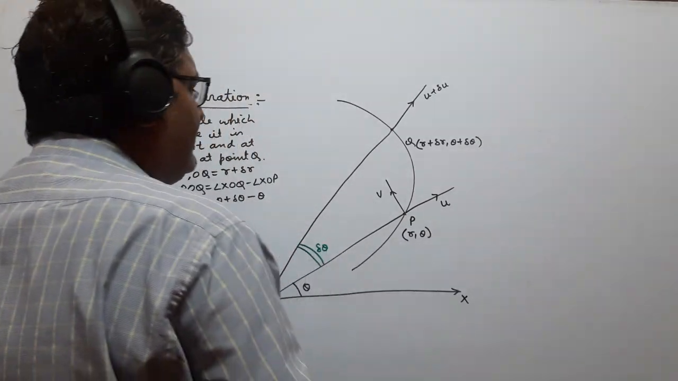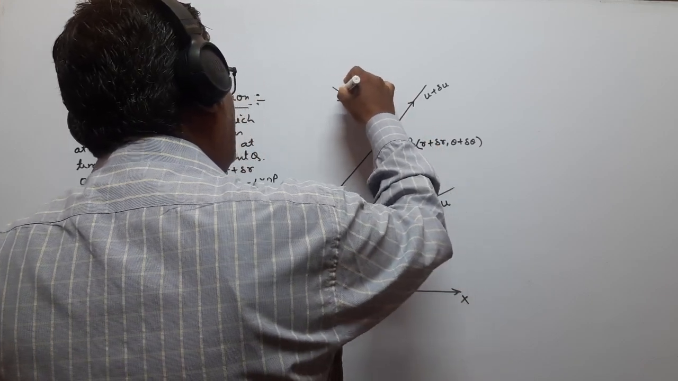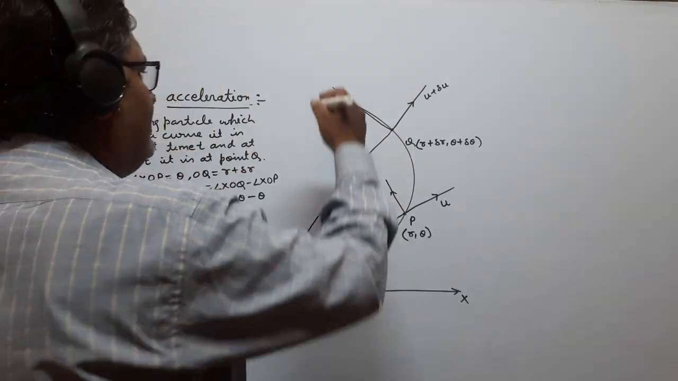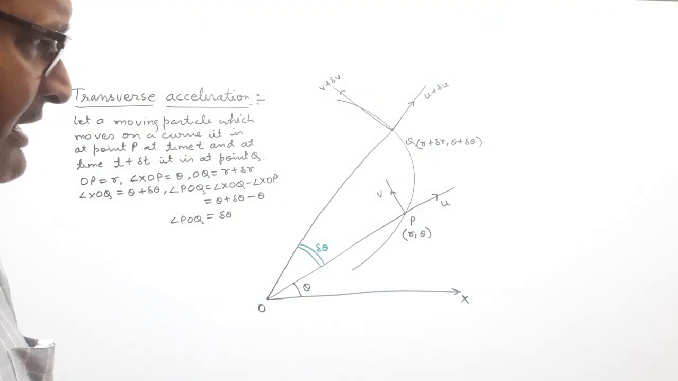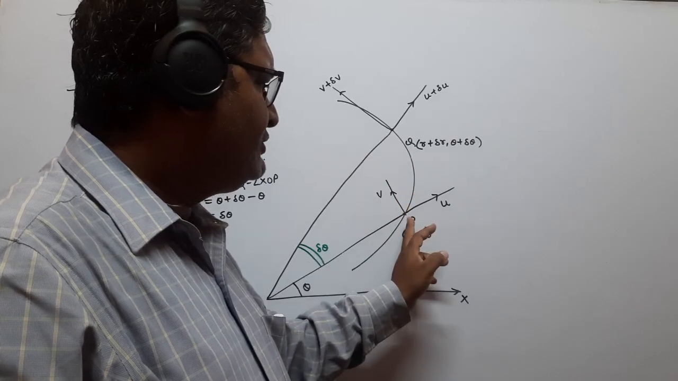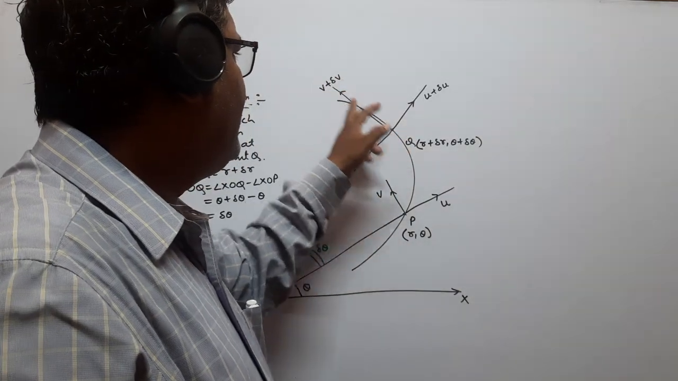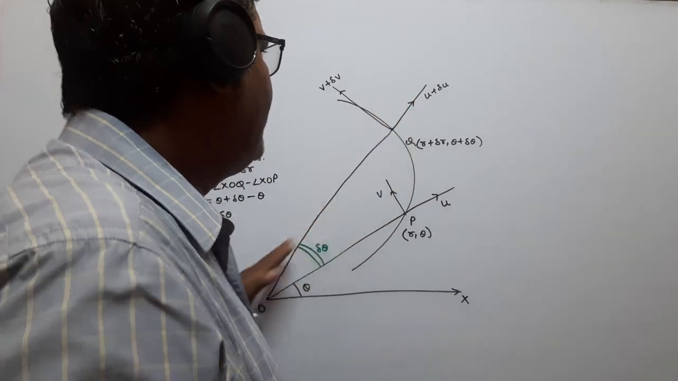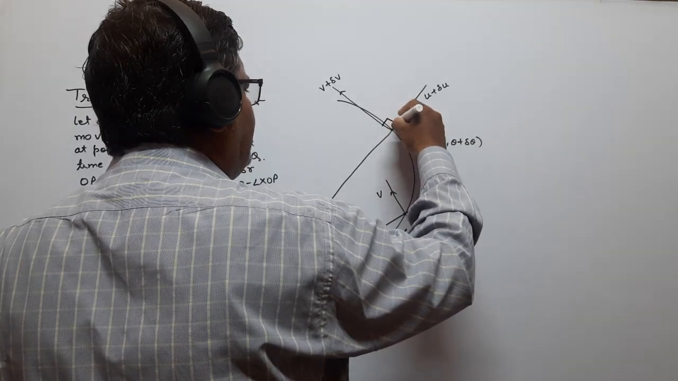Similarly, the velocity which is perpendicular to the radius vector OQ is the transverse velocity, V plus del V. Here V plus del V is the transverse velocity at point Q which is perpendicular to the radius vector OQ, and this angle is 90 degrees.